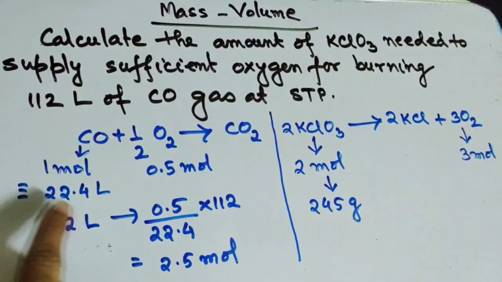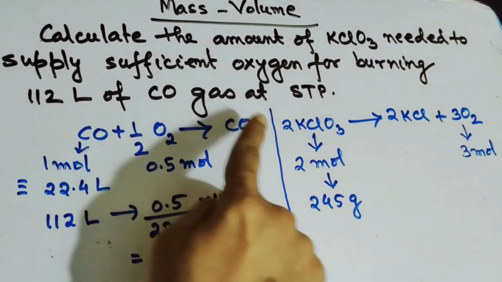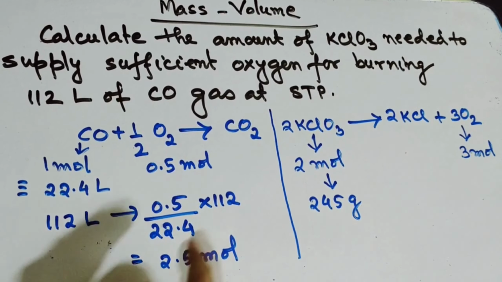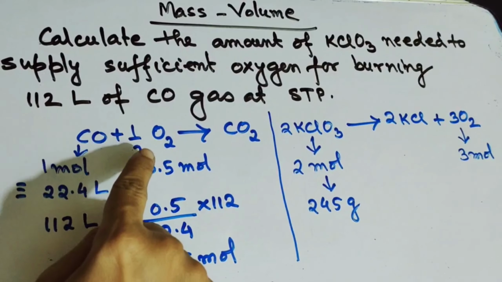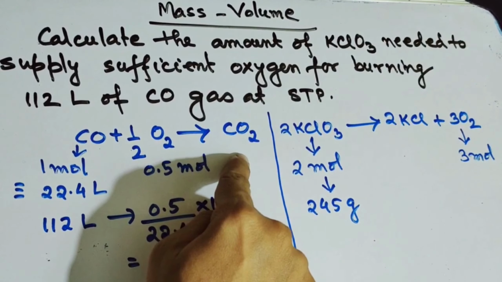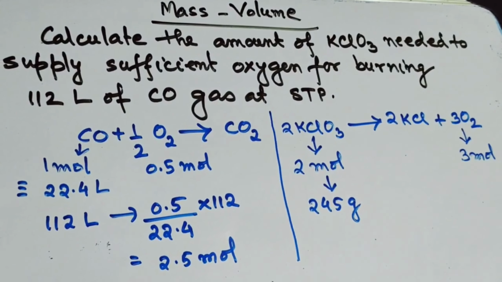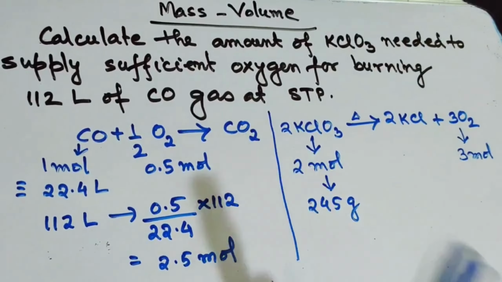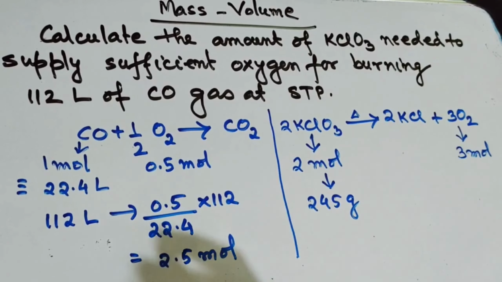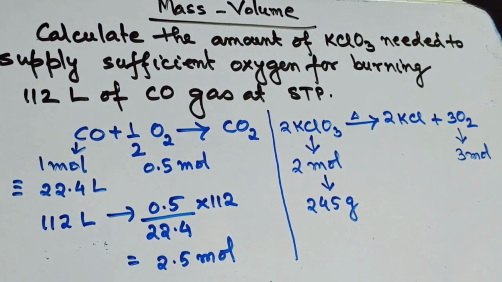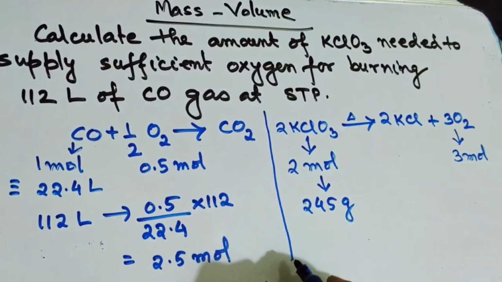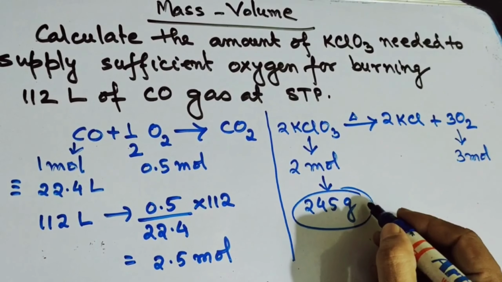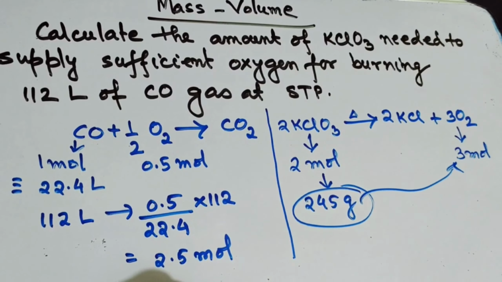Fine. Now for this reaction, you need oxygen to be supplied. As per the stoichiometry, we can see 1 mole of CO reacts with 0.5 mole, half a mole, of oxygen to produce 1 mole of CO2. But this oxygen that you are using for the oxidation of CO to CO2 needs to be obtained by the thermal decomposition of KClO3, potassium chlorate. From this stoichiometric relation, we can see 2 moles of KClO3 by thermal decomposition produces 3 moles of oxygen. So 2 moles of KClO3 corresponds to 2 into the molar mass of KClO3, that is 245 gram of it. So 245 gram of it can only produce 3 mole of oxygen.